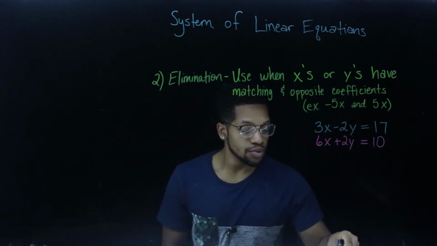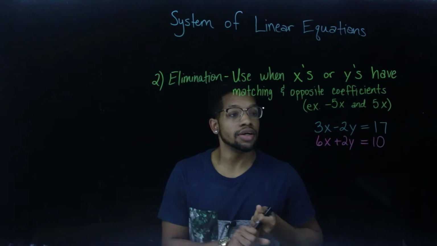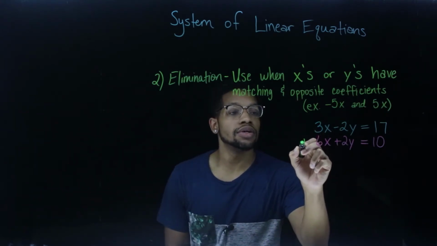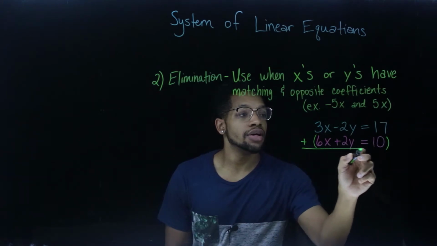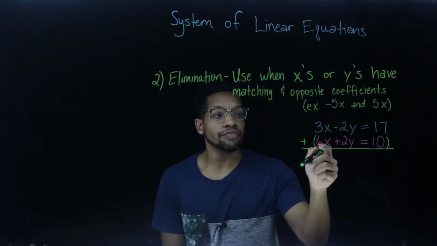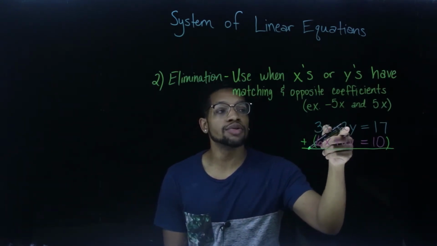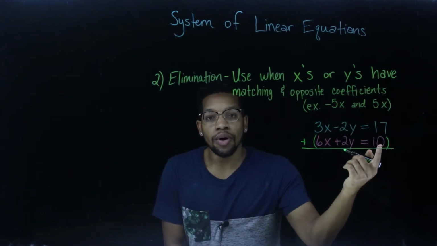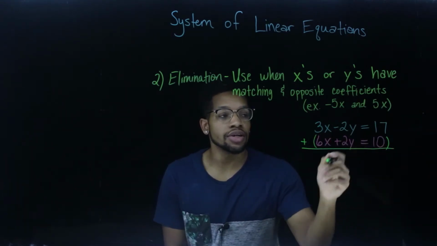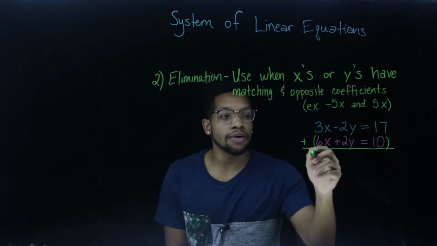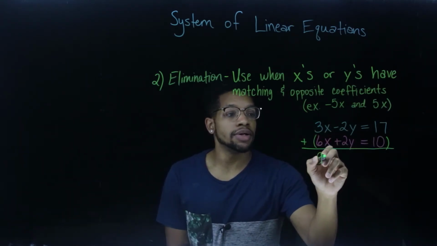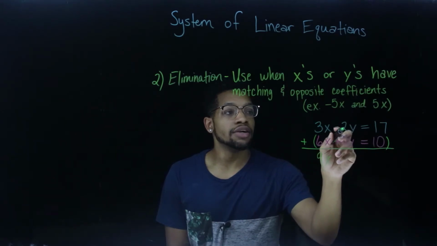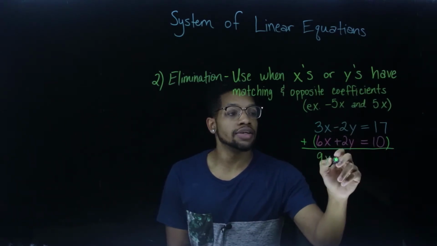So what you do is, it looks weird and it sounds weird, but you can actually add these 2 equations together. And when you do, you notice that negative 2y plus 2y is 0y. That's why it's called elimination, because the y's basically cancel out. So if I'm adding these 2 up, 3x plus 6x gives me 9x. And then negative 2y plus 2y, like I said, is going to cancel out.